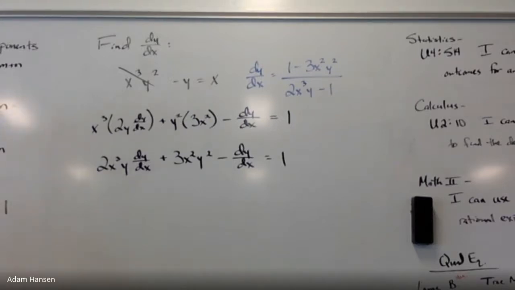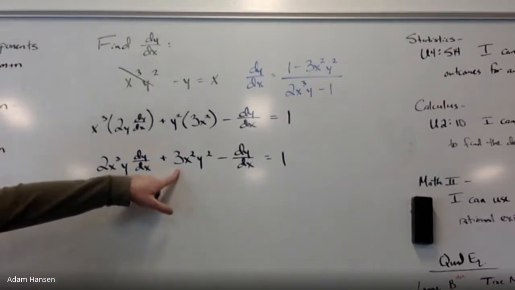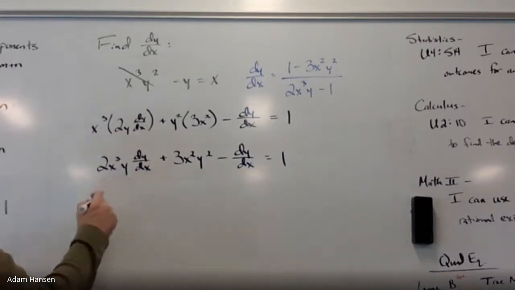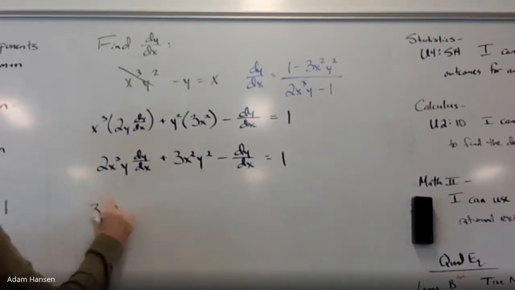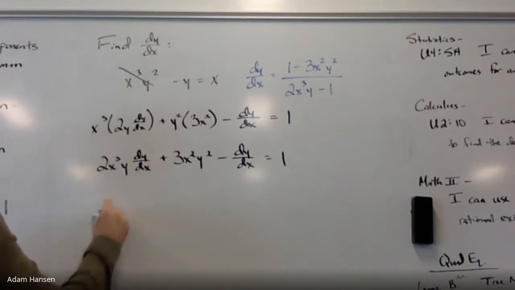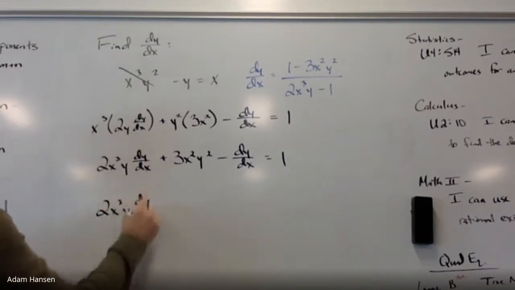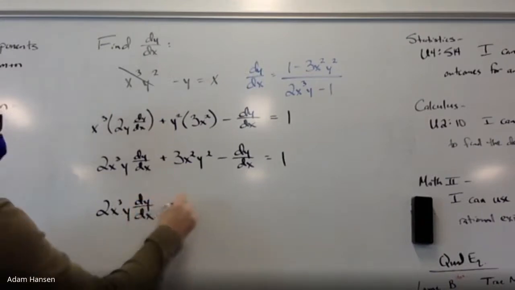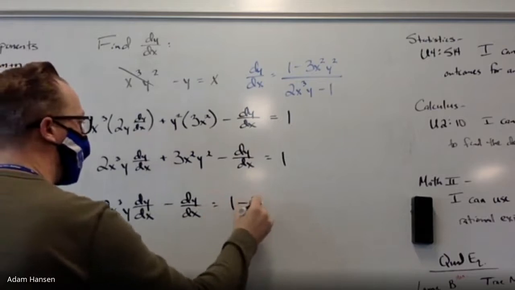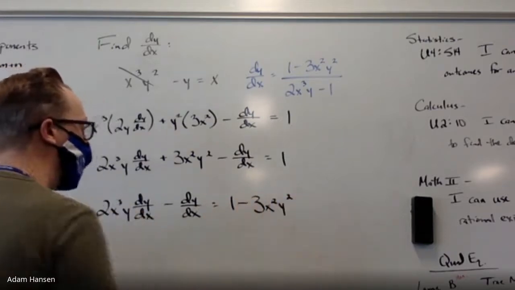So in order to do that, how can I start moving these around? Subtract the 3x squared y squared. Just slide this over to the right. So 2x cubed y dy/dx minus dy/dx equals 1 minus 3x squared y squared.